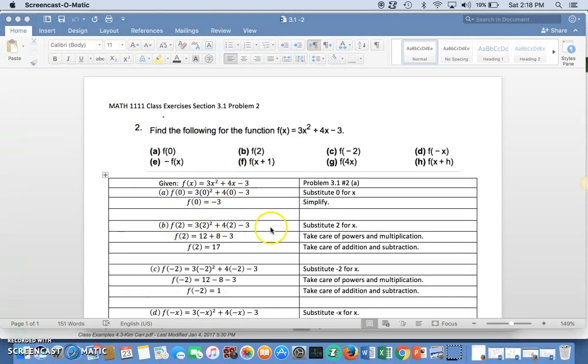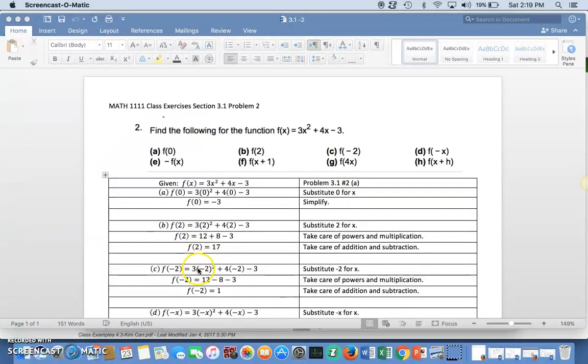For B, f of 2, you plug in the 2 for the x in each location. 2 squared is 4, and 3 times 4 is 12. 4 times 2 is 8, minus 3. So 12 plus 8 is 20, minus 3 is 17. And I've gone through the steps over here.